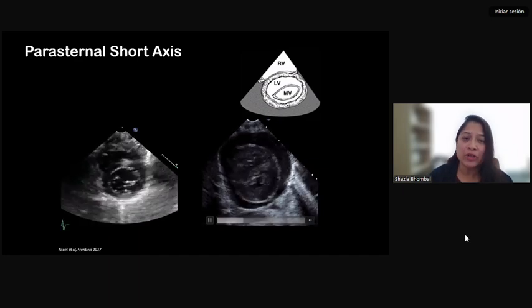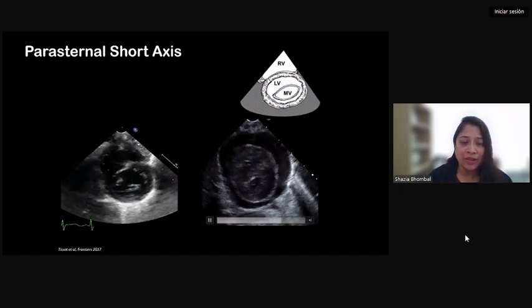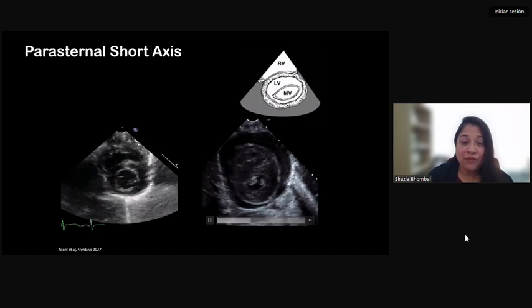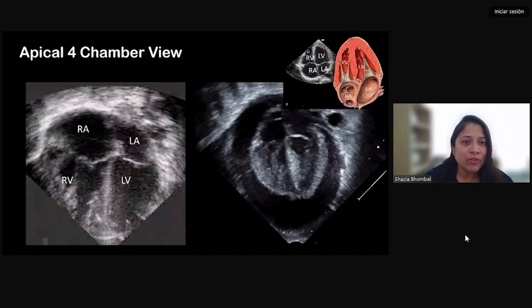And looking at these from multiple views and having a standard protocol for how you do this will help to not only make it faster for you as you go through these, but have standardized protocols so you don't miss any views. Because there may be some views that are better than others.